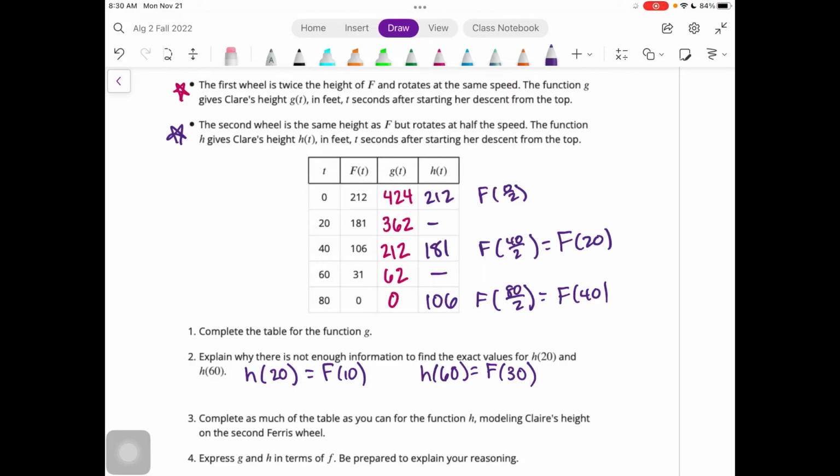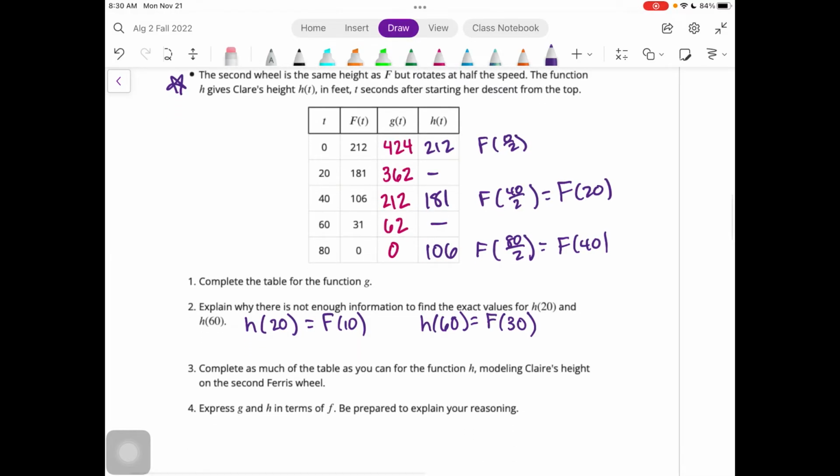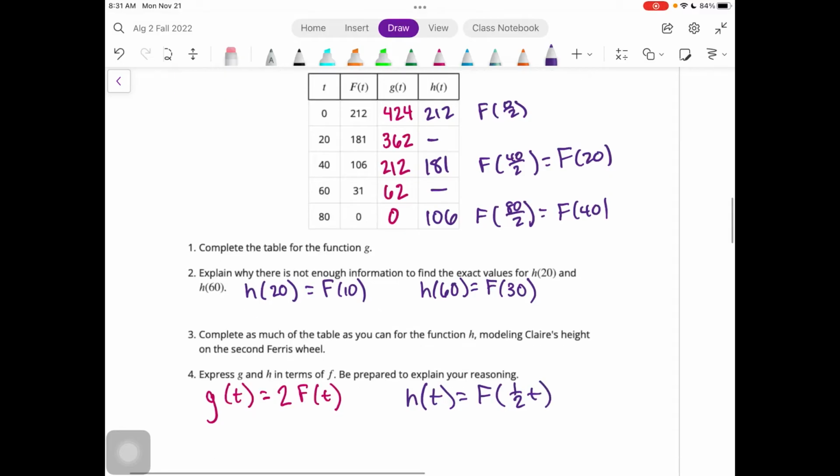All right, so we have some of the values on the table, but we don't have all of the values on the table. So if we want to express g in terms of f, g of t is going to equal, remember our output's doubled, so it's 2 times f of t. And then our h function, remember we were cutting our time in half, so it's going to be f of half of t, which you could write like that, or you could write it in decimal form. H of t equals f of 0.5t. Either one is fine.